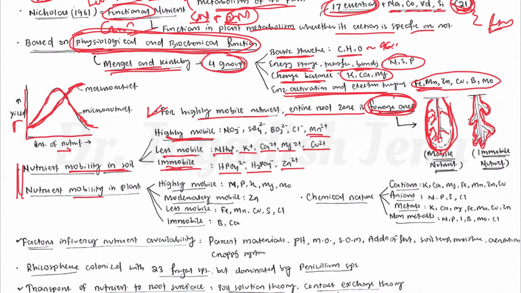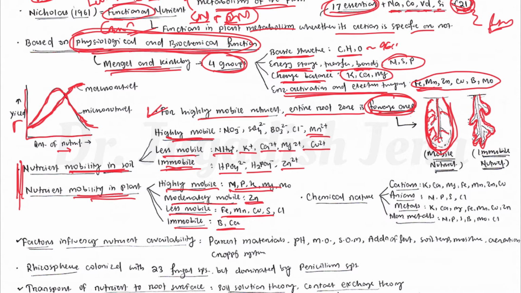Now next one is nutrient mobility in plant. Based on the nutrient mobility in plant, nutrients are classified into highly mobile nutrient, moderately mobile nutrient, less mobile nutrient, and immobile nutrient. Highly mobile nutrients are N, P, K, magnesium, and molybdenum. Moderately mobile nutrient is zinc. Less mobile nutrient is iron, manganese, copper, sulfur, and chlorine. Immobile nutrient: boron and calcium. So this is the nutrient classification based on mobility in soil and plant. You have to remember, and from this we will see how the deficiency symptoms differ in plant from lower leaf to higher upper leaf or bud region. So that is based on this mobility in the plant.